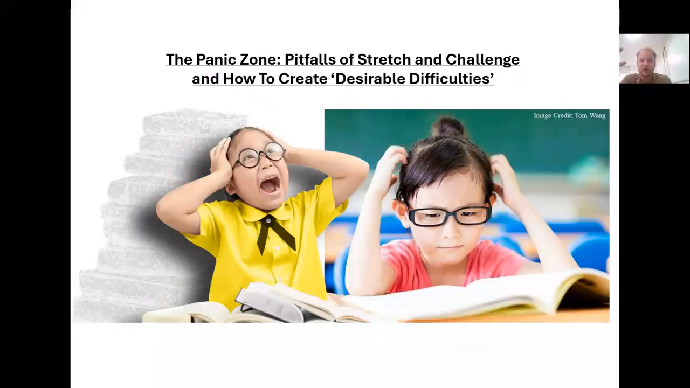So, the pitfalls of stretch and challenge and how it creates desirable difficulties. This was linked with my research from Bjork. Bjork and others have stated that different methods for stretch and challenge are labeled desirable difficulties. I find these very useful to keep in mind when designing my own strategies to avoid pushing students into this panic zone that I'm speaking about.